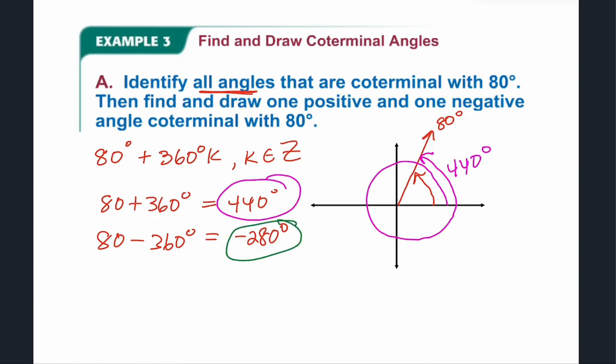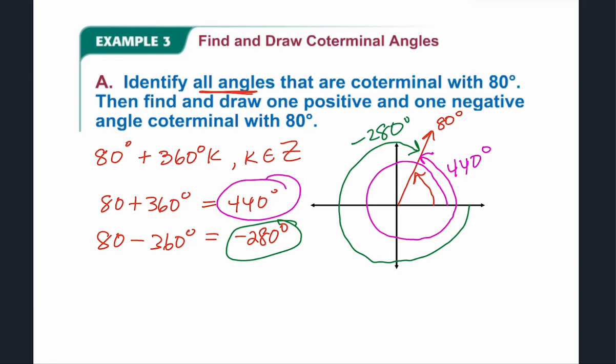Now let's do negative 280 by going in the negative direction. We did 80 minus 360 to get negative 280. So we're going to go backwards. That's where negative 280 is. So we're going to start over here and go in the negative direction. That is negative 280. You're going to use those little swirls to tell me how you got there.